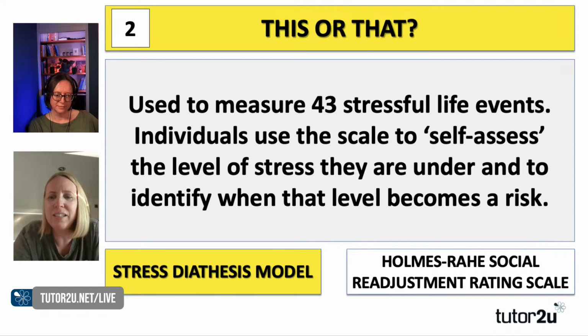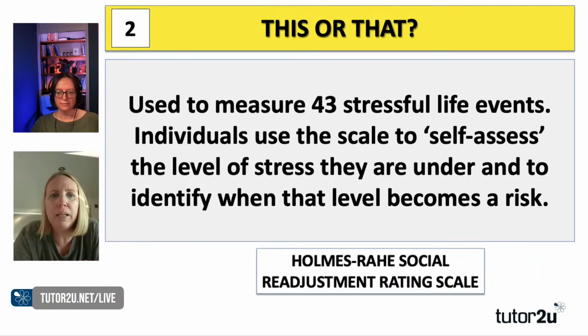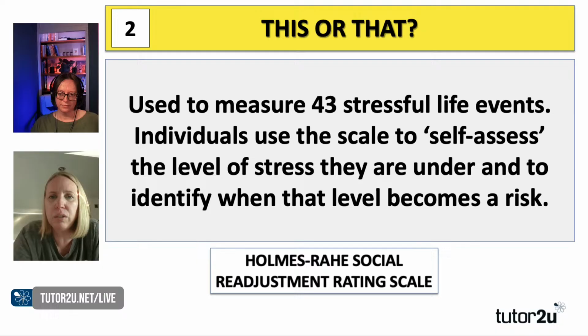So what do you think? Yes, it's the Holmes-Rahe. Well done. So don't overthink this one. It's not too complicated. Essentially, there's 43 stressful life events that are listed, and then people can self-assess, which means that they can see where they're at in terms of those life events, and then they can see whether the level of stress they're under is going to become a risk.